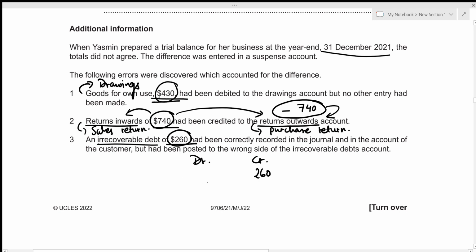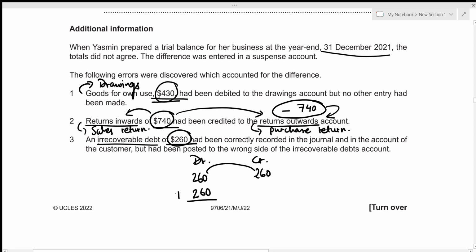So we require 260 on the debit side, right? If we include 260 on the debit side once, then the debit and credit side just cancel each other. So there will be zero balance indicating our irrecoverable debt. So instead of recording it once, we actually need to record it twice, so that once it gets cancelled out with our credit balance, and then once it actually represents the irrecoverable debt of 260.